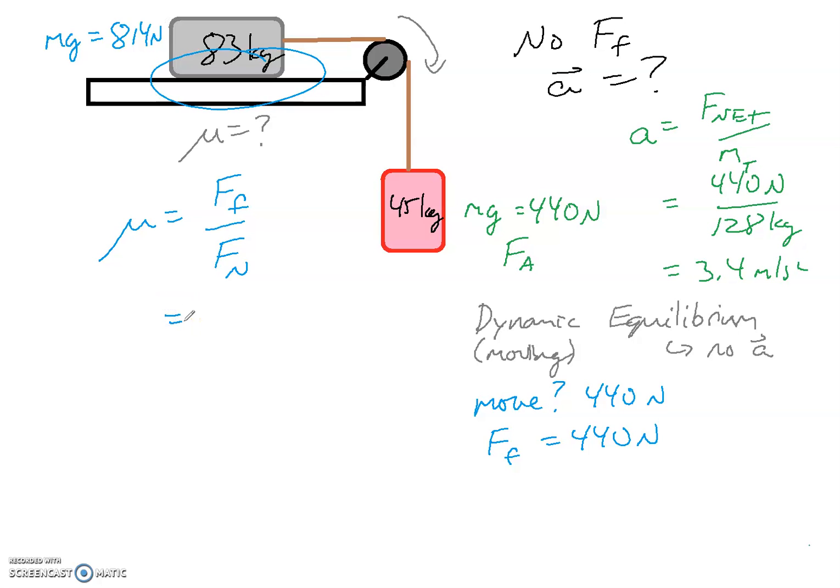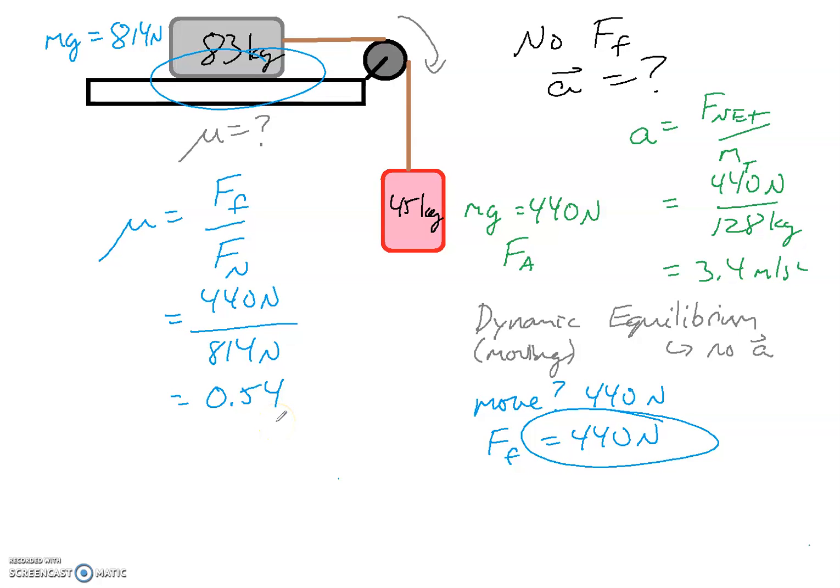Alright, so let's piece things together. For the coefficient, I need the friction. Well, I figured out the friction has to be 440 newtons. The normal force has to be 814 newtons, so I just have to divide those two out. So 440 divided by 814 is going to give me a coefficient of about 0.54. And remember, there's no units for coefficient of friction, it's just a ratio of the forces. So what actually happens is the units cancel out.